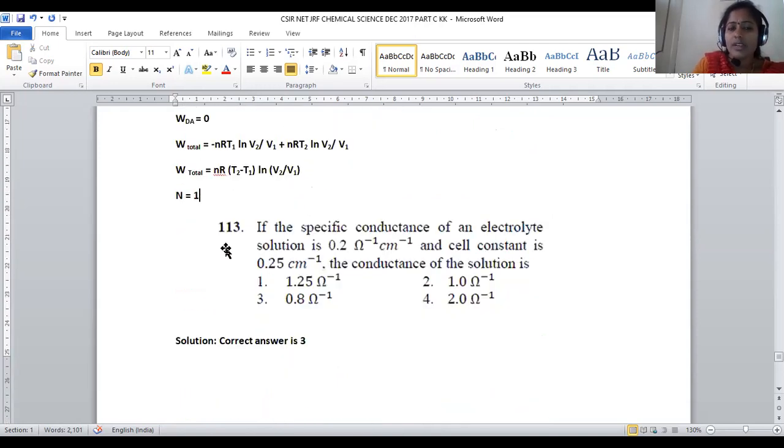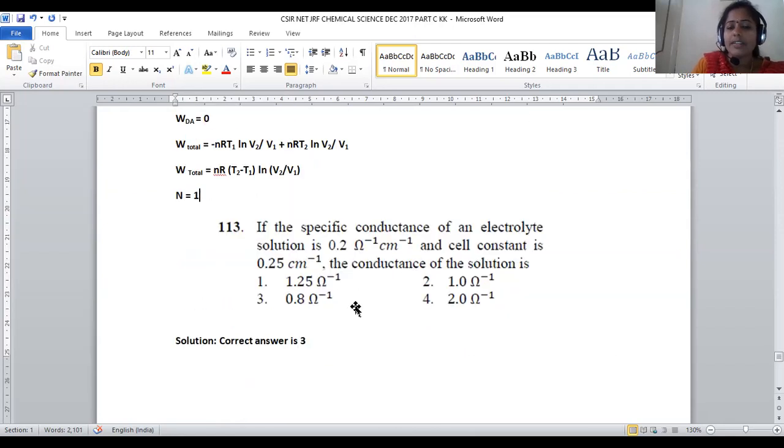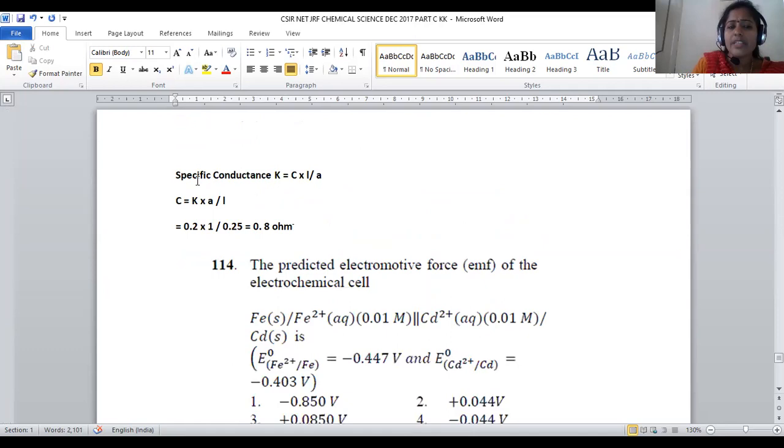Right? Let us move on to question number 113. If the specific conductance of an electrolyte solution is 0.2 ohm inverse centimeter inverse and the cell constant is 0.25 centimeter inverse, the conductance of the solution is. It is from electrochemistry, where the specific conductance is given, and the cell constant value is also given, right? The conductance needs to be calculated.